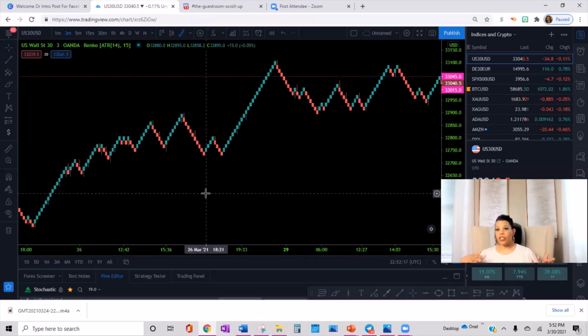I have on the chart the Renko bricks, right? This is one of my go-tos because it allows me to see things so clearly and plain and clean. It has nothing to do with time. It has everything to do with volume.